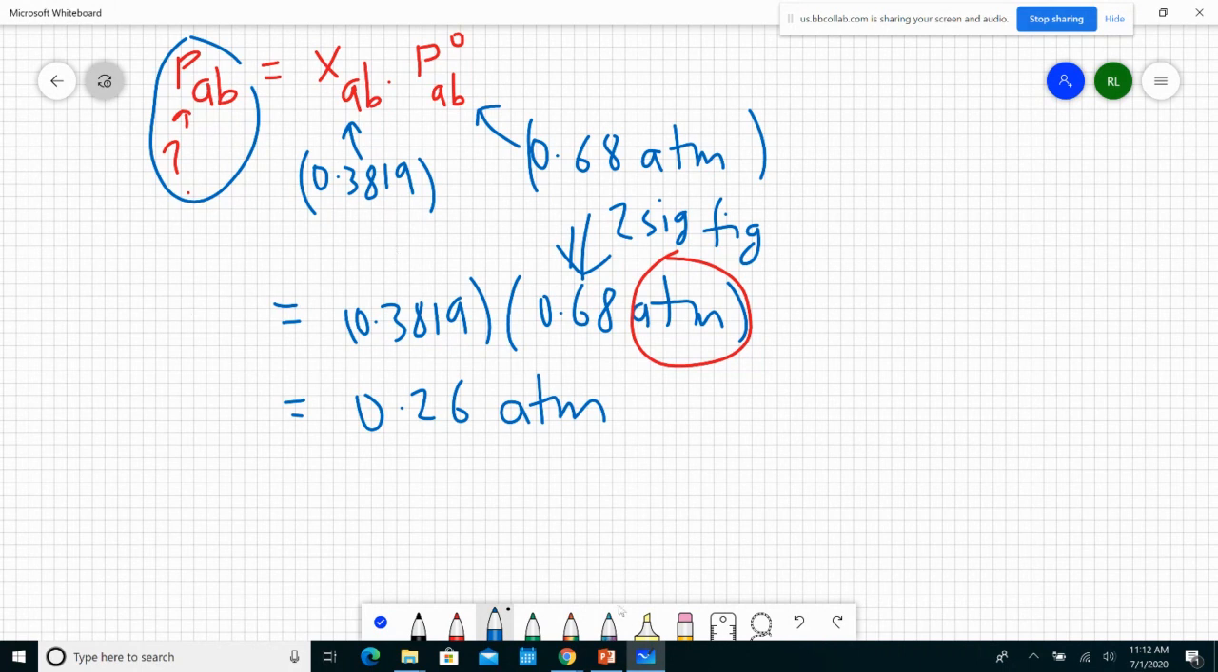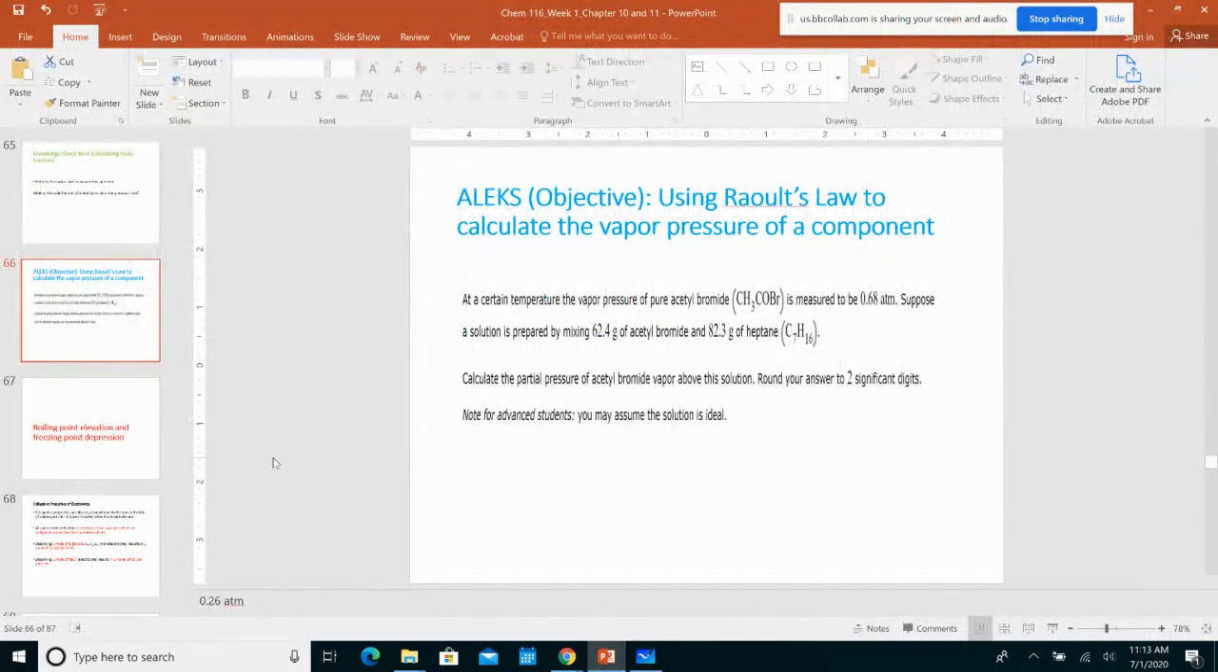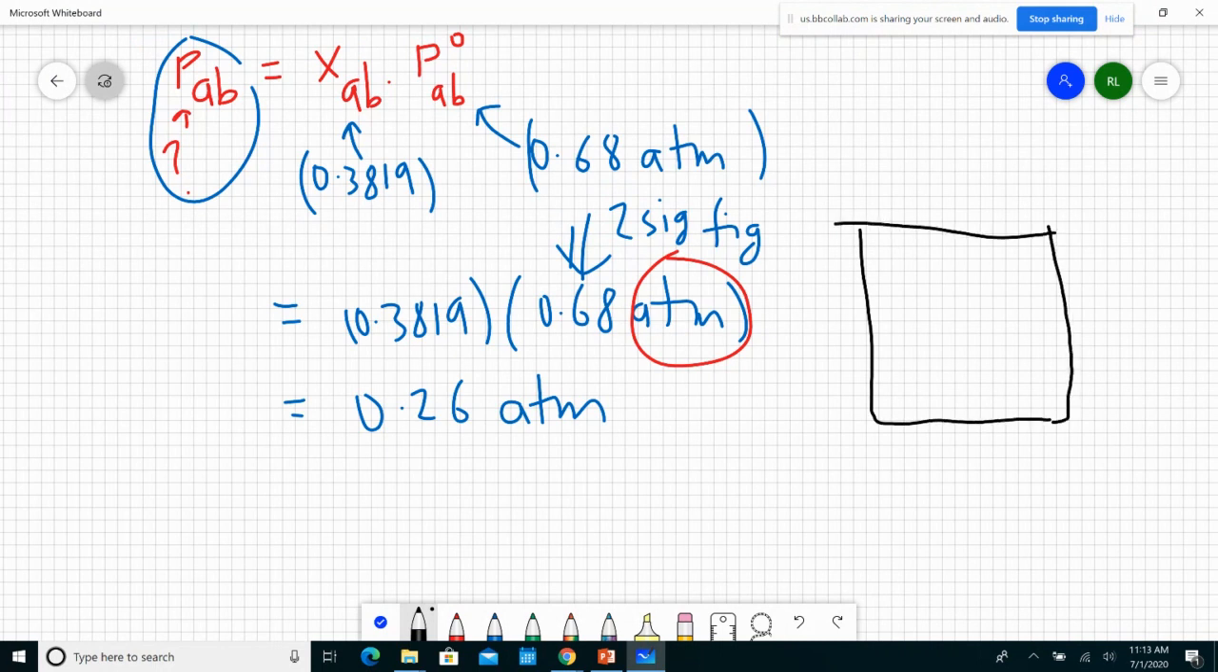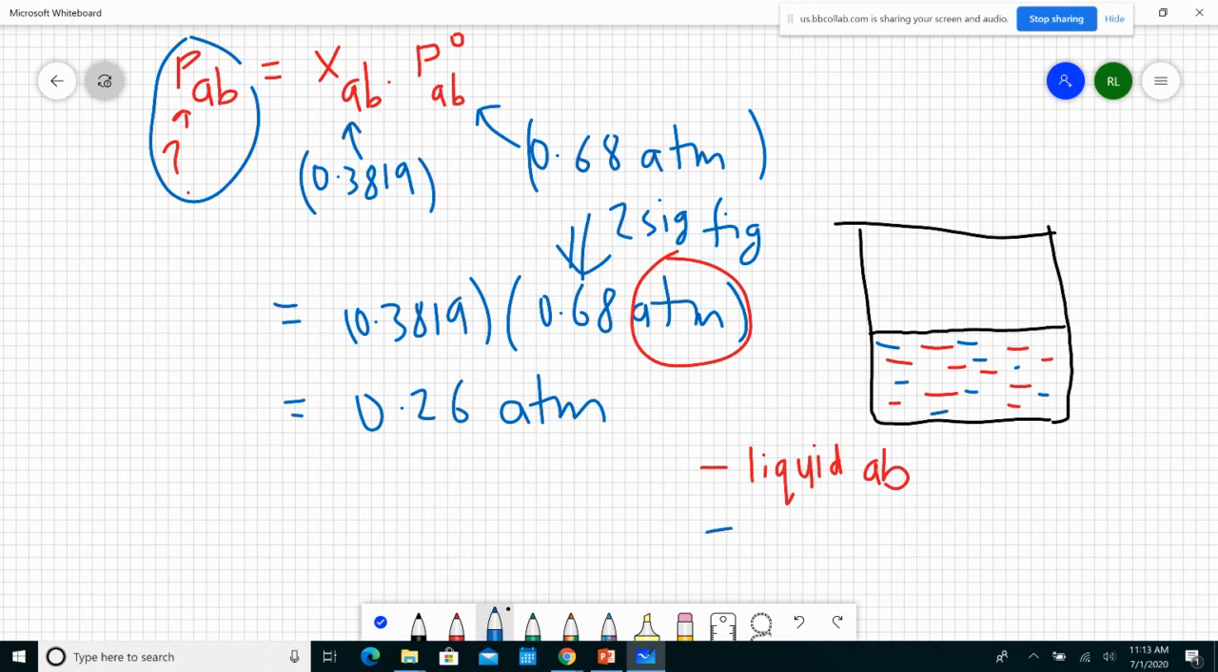All right, so in this picture, in other words, what I was trying to tell you is, let's see, if I have a beaker, let me draw this in black. If I have a beaker here, this is enclosed. This is the level of the solution. This is the liquid acetyl bromide that was mixed with heptane. This is my heptane.